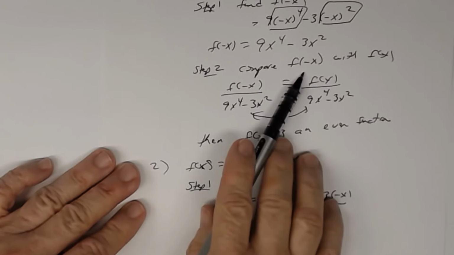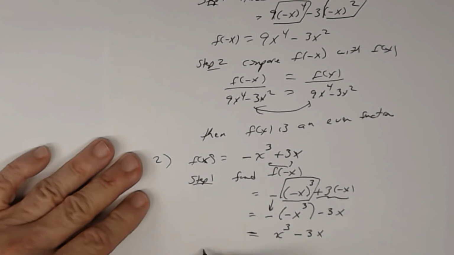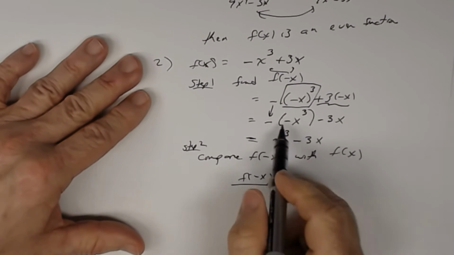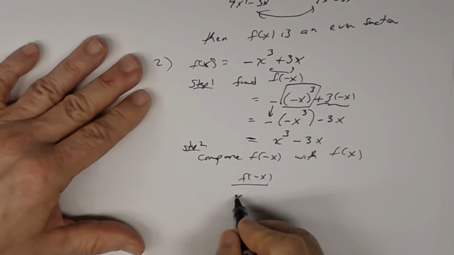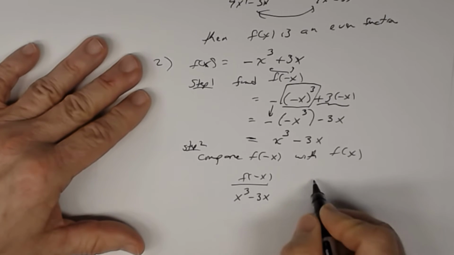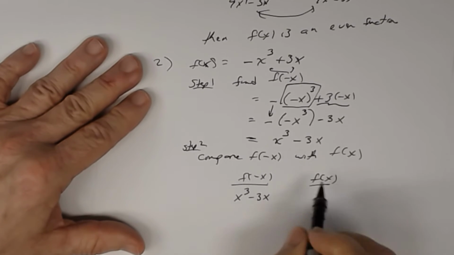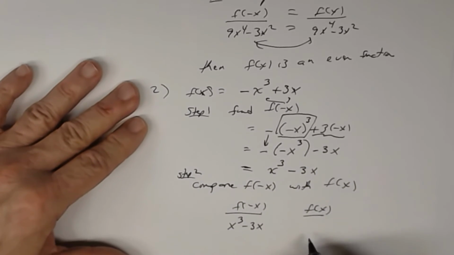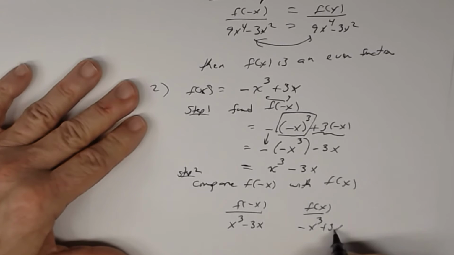Step two is compare f of negative x with f of x. So compare, step two, compare f of negative x with f of x. All right, so here's f of negative x. We just found it. That's this right here. So that's x cubed minus 3x. Here's f of x. That was the original, which is this one. Negative x cubed plus 3x.